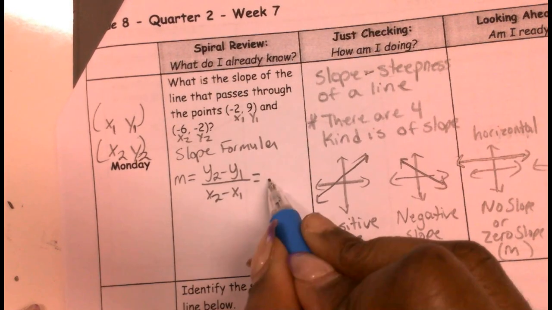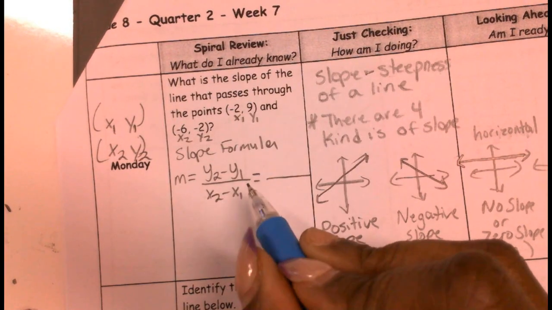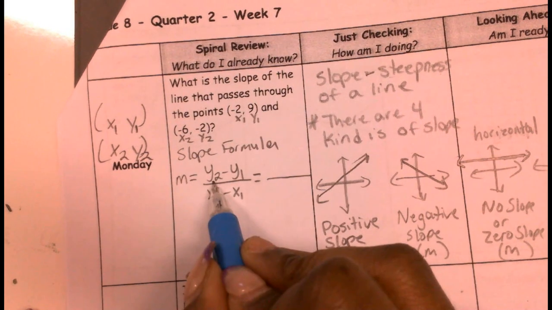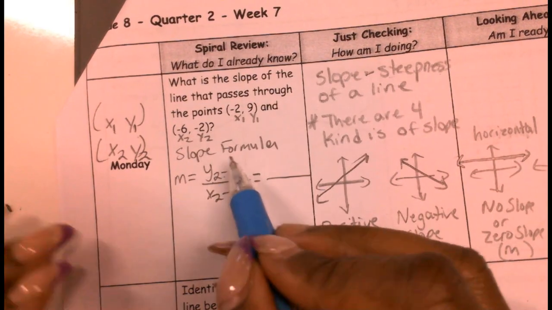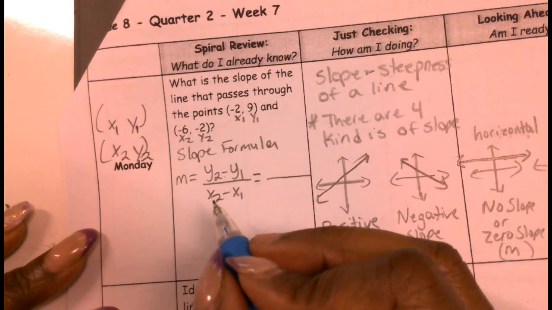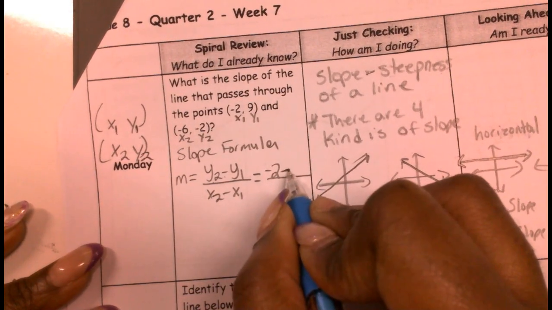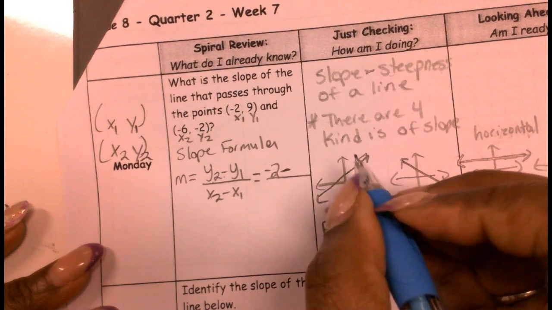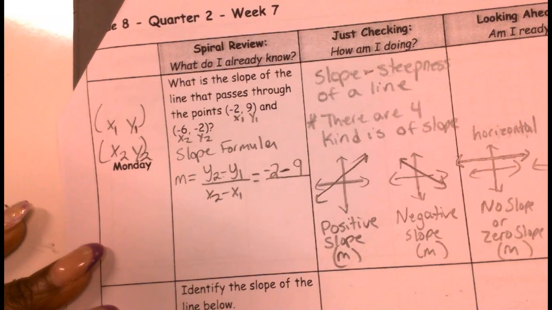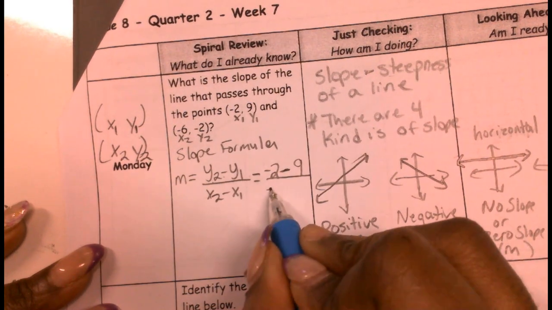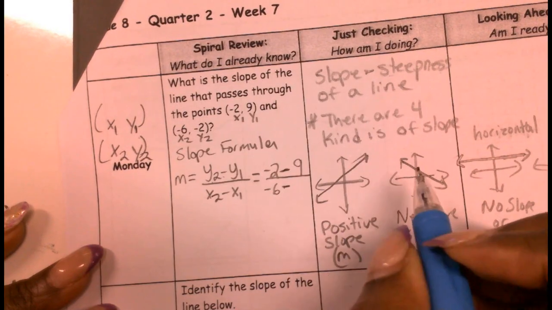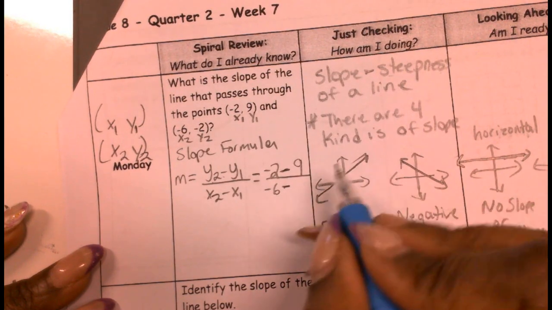Okay, so now you're going to substitute these numbers into this formula to calculate the slope. You have y2 minus, minus is a part of the formula, y1. So you're going to subtract y2 minus y1. Which one of these numbers is y2? -2. Minus is a part of the formula. Which number is y1? 9. On the bottom, you have x2 minus x1. Which number is x2? -6. Minus is a part of the formula. Which one is x1? -2.